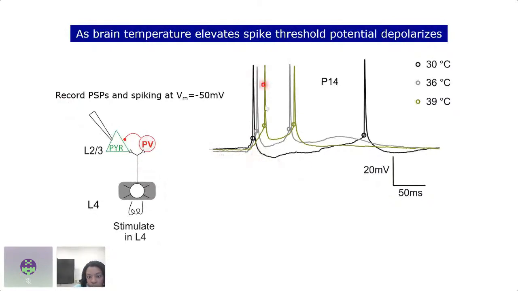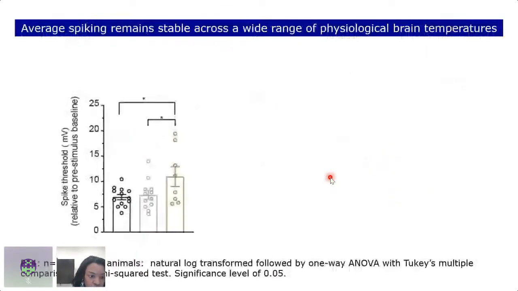So these are example traces of layer 4 evoked activity, and the position of spike threshold is indicated by these open circles. What you might appreciate from this example trace, and that which is summarized in this figure, is that the value of the spike threshold depolarizes as you move from 30 to 36 to 39 degrees. So there's a significant increase.